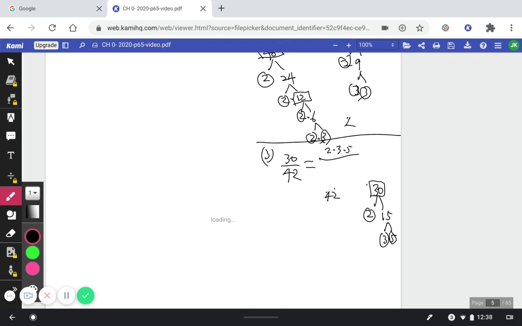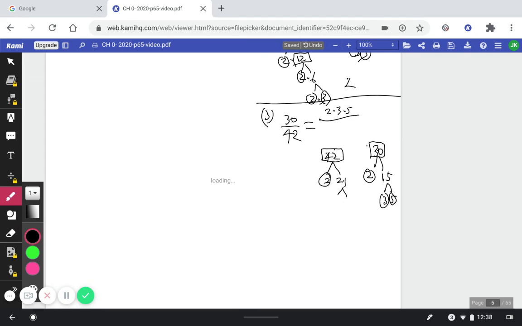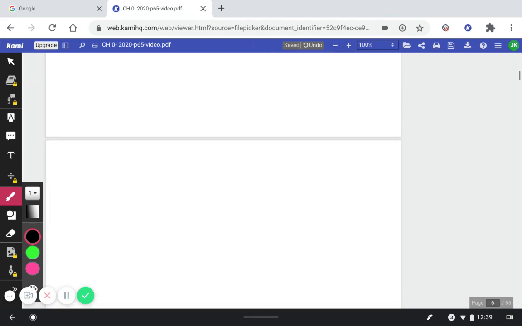How about 42? For 42, you have 2 times, an even number again. So dividing 42 by 2 is 21. And 21 is 3 times 7. So you end up with 2 times 3 times 7. So when you have this, you can cancel 2 and 3. 3 and 3 cancel out, 2 and 2 cancel out, you end up with 5 over 7. So that's number 3. Okay.